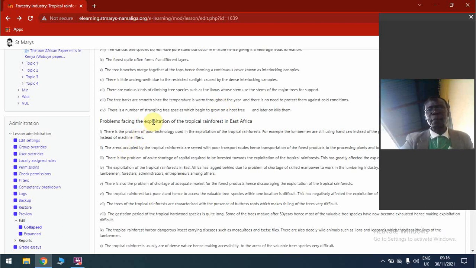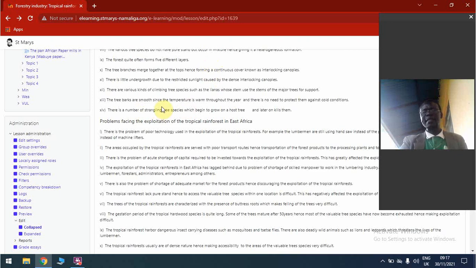Then also, there are a number of tree species known as stranglers. These are trees which begin to grow on a host tree or on another tree. Then as it grows, it increases in height, it increases in size, and eventually it kills its host, or the tree on which it had grown. It strangles it to death. So those trees are what we call stranglers or strangling trees, which are very common in the tropical rainforest areas.